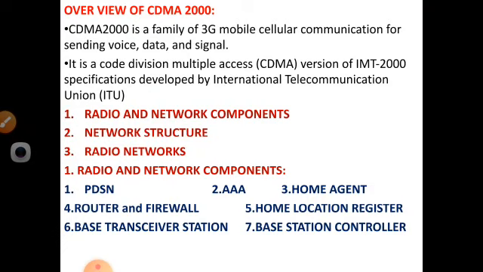In our syllabus we are going to see three subtitles, namely radio and network components, network structure and radio networks. Today we are going to see the radio and network components. These radio network components have various types of parameters like PDSN, AAA, home agent, router and firewall, home location register, base transceiver station and base station controller. I list out these components in the diagram.